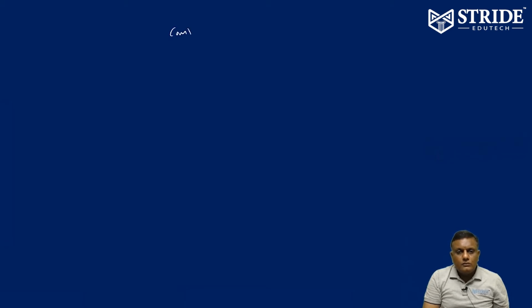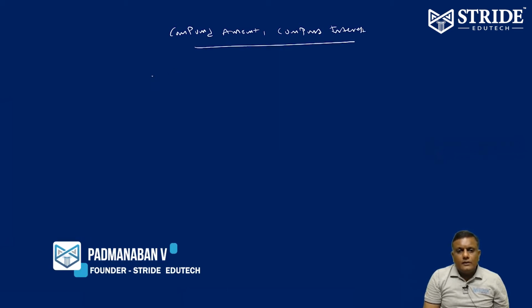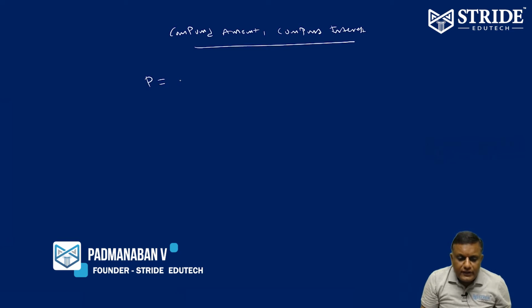Compound amount, compound interest. So principal, you're depositing 1000.